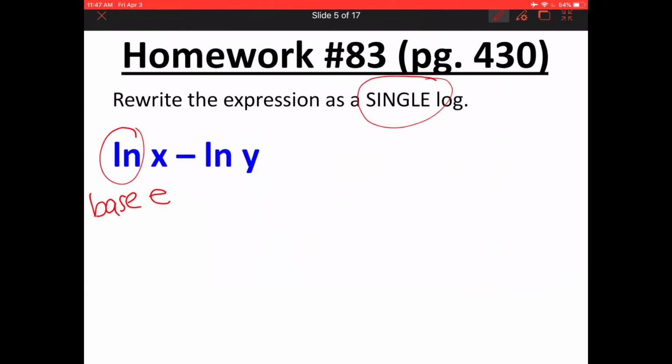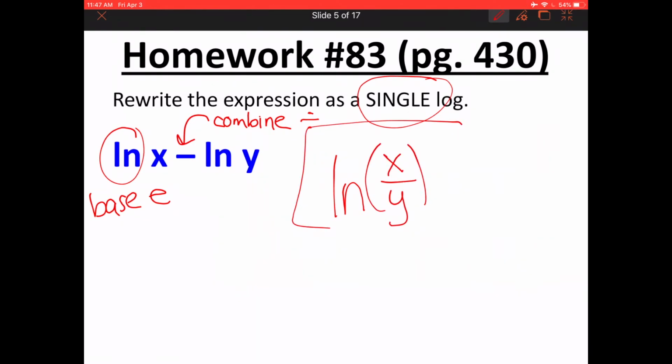It doesn't affect the problem necessarily. I just want you guys to be aware of that. And if we are subtracting, we can combine with division. Okay, so I would just do ln of x over y. That's it. And there's my final answer. ln of x over y.